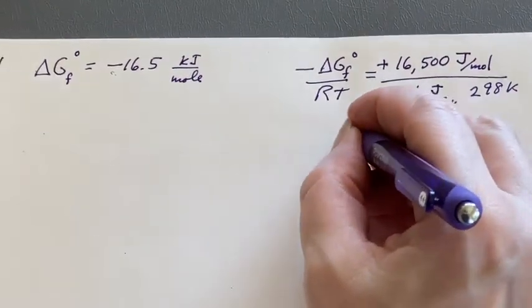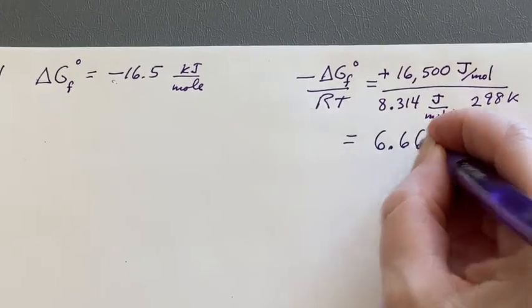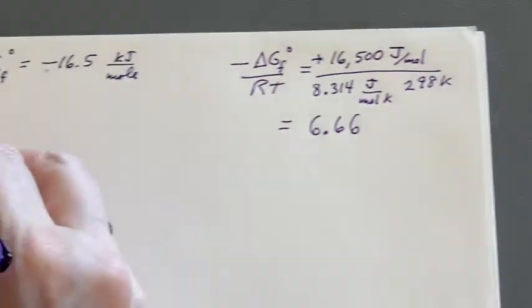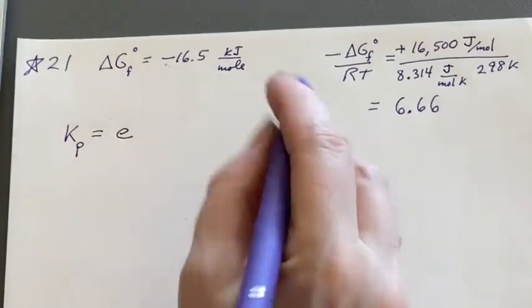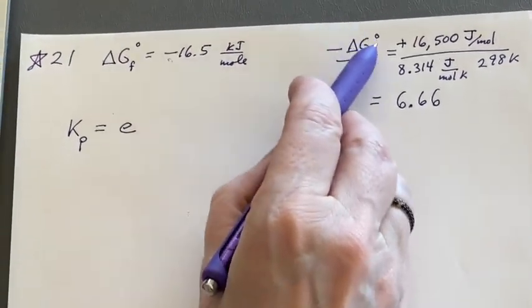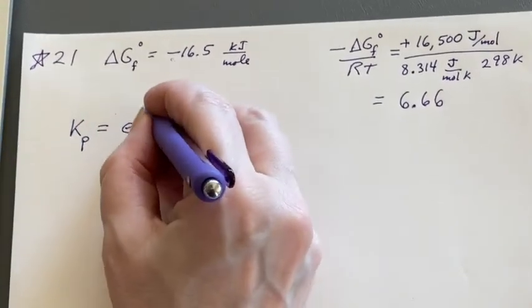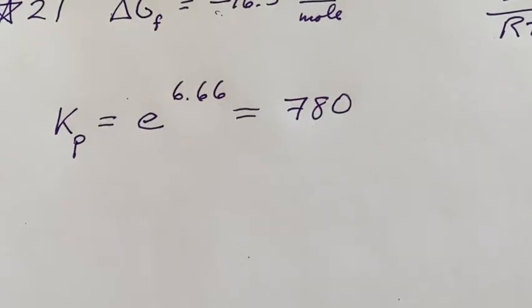And then when I actually calculate this, I get an evil number. Oh, evil number. And then I go back and I use the formula. K sub P is just going to be E raised to this negative G over RT, which I now know is 6.66. Round it back and you get 780.